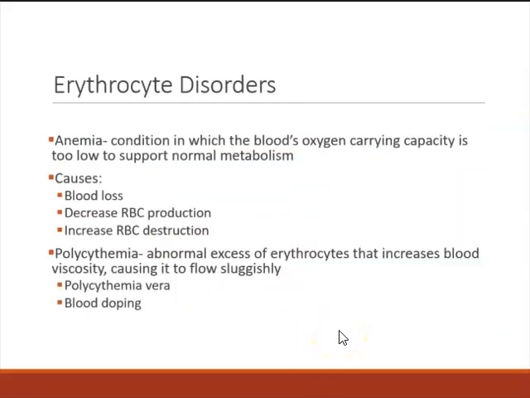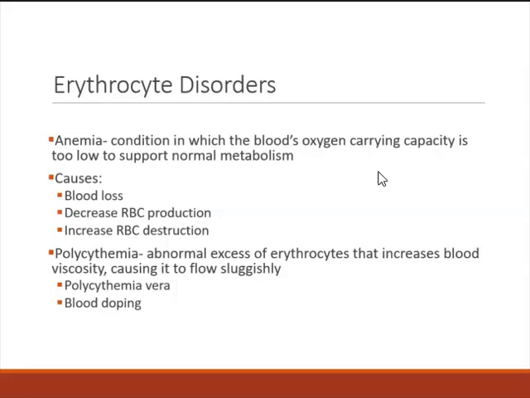So just some disorders of our different white blood cells and red blood cells. Erythrocyte disorders, we have a condition called anemia. This is when the blood's oxygen carrying capacity is too low to support normal metabolism. Causes of anemia include blood loss, a decrease in red blood cell production, or an increase in red blood cell destruction. Okay, this definitely messes with the blood's oxygen carrying capacity. So not enough oxygen is getting to tissues.